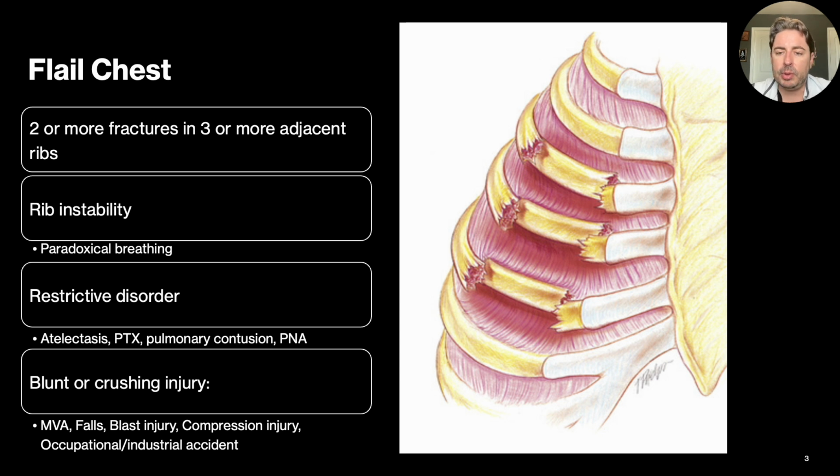It can happen with a blunt trauma from a motor vehicle accident or falls, blast injuries, compression injuries, or occupational or industrial accidents. But most of the time when we see flail chest, it's going to be from a crush injury. So just know that that is where we will see it more often.